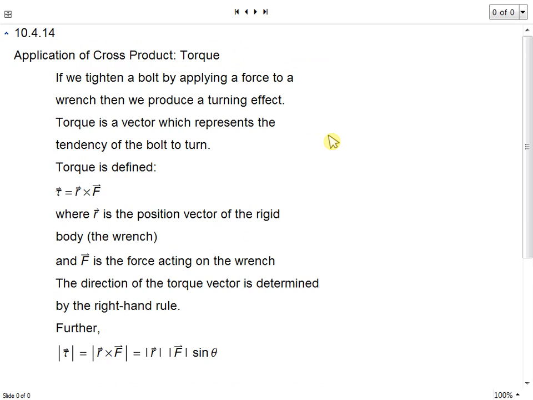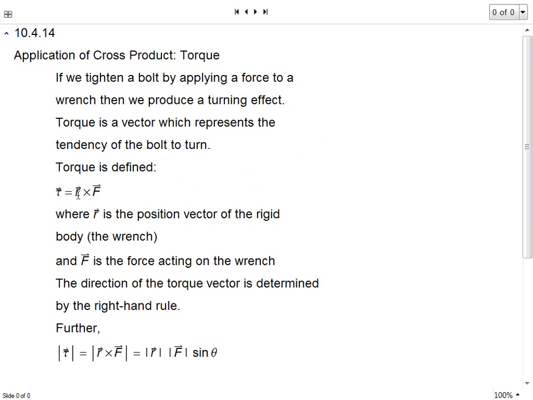Okay, one application of cross product in physics is torque. If we tighten a bolt by applying a force to a wrench, then we produce a turning effect. Torque is a vector which represents the tendency of the bolt to turn. Torque is defined to be a vector.